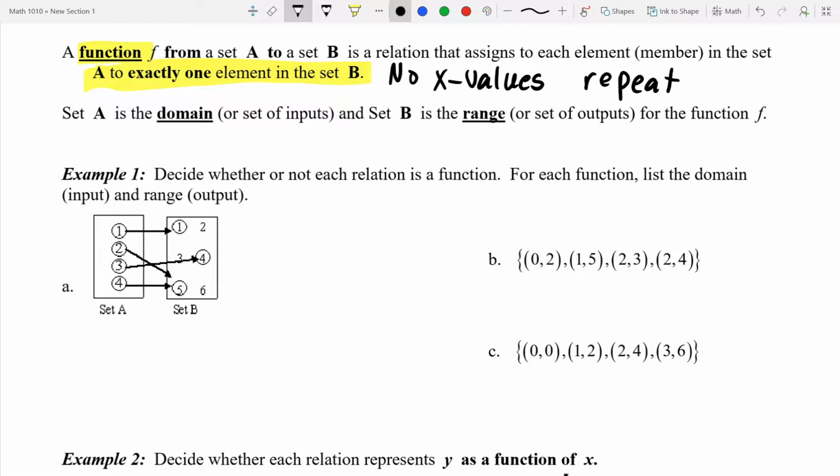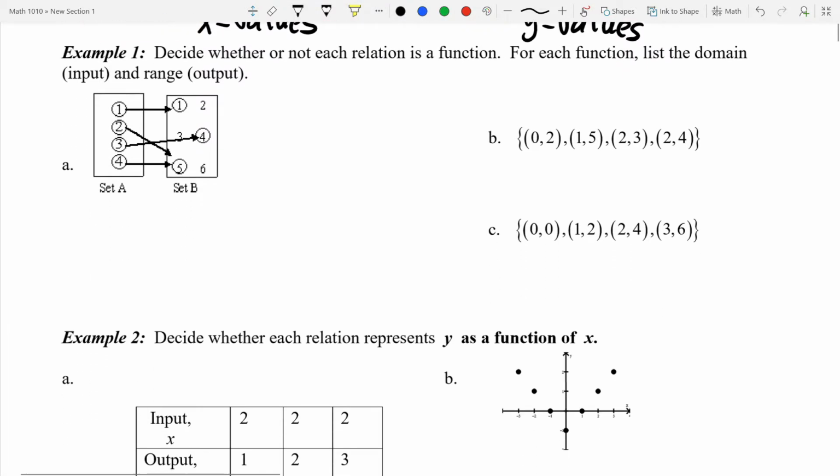Okay, so domain, these are all things that you need to make sure you have memorized. Domain is what comes in. You put in the domain, and domain is typically a list of the x values. It's what comes in, okay? The range is what comes out, and those are typically the y values. Okay? So everybody go with example 1.